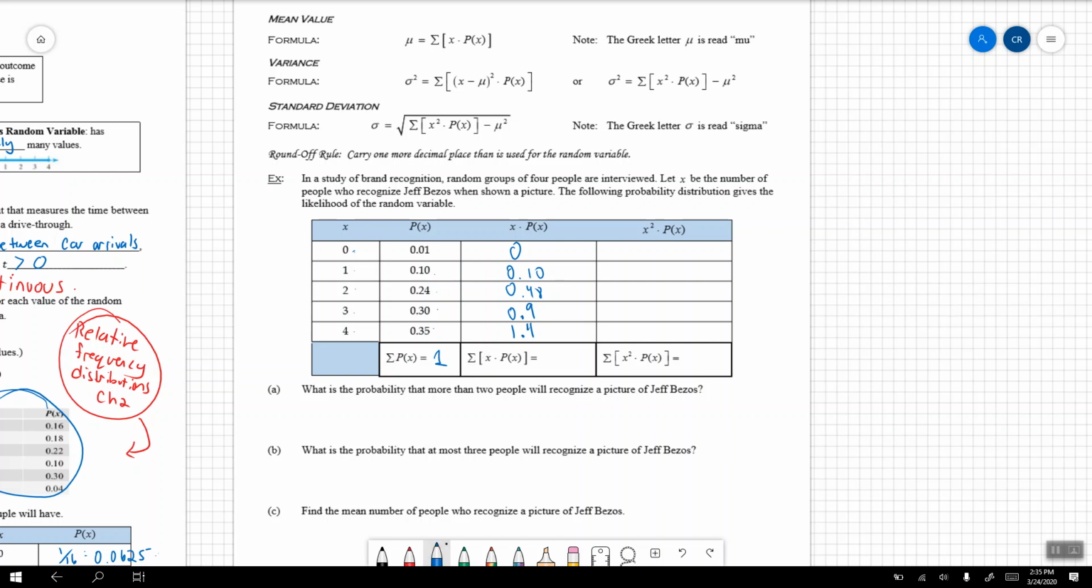So let's add them all together. We should get somewhere along the lines of 2.88. Now what we're going to do for the next one, we're going to take x squared and multiply it by x.